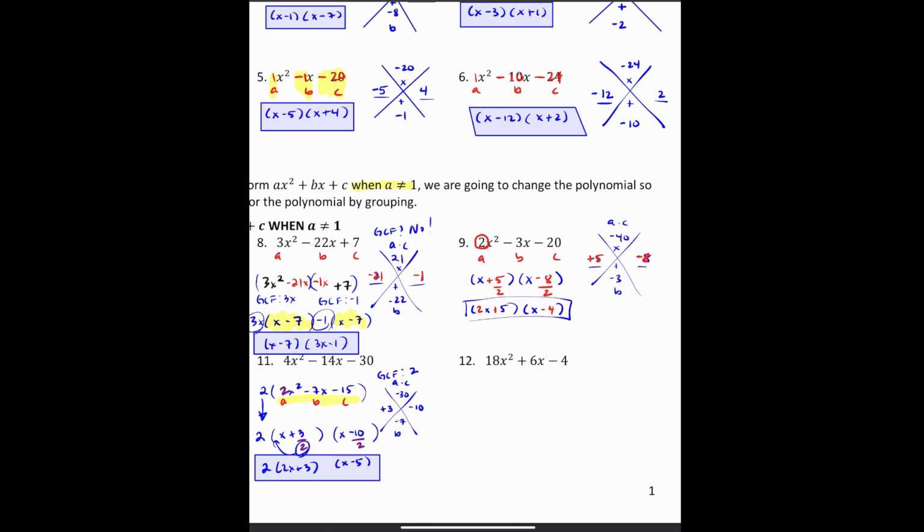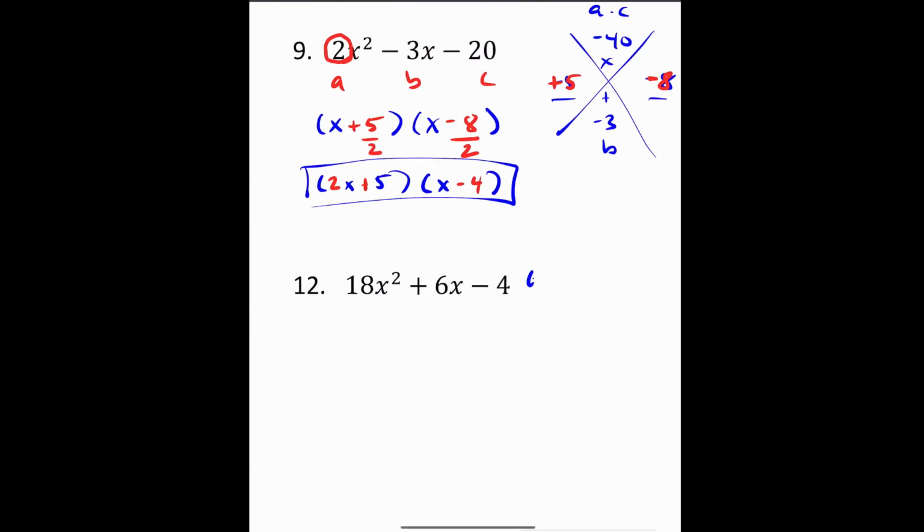Alright, so number 12, we have 18x squared plus 6x minus 4. Let's take out a GCF first. The GCF is 2. So it's 2 times 9x squared plus 3x minus 2. And then what we're going to do is apply the x method here. It's a times c, right? So the a is 9, b is positive 3, and c is negative 2. So I need to multiply the 9 and the negative 2 together, which will give me negative 18.